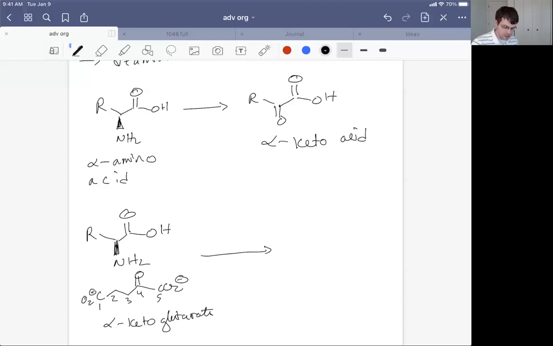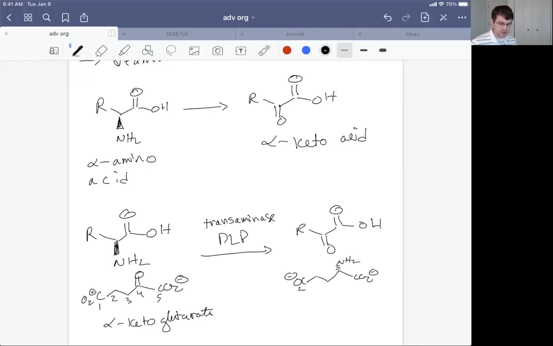So what we're going to do is mix that with a transaminase enzyme and one of my favorite cofactors, PLP. We're going to transfer the ketone to our generic amino acid, and then we're going to put the amine with S stereo control at the alpha position of what was our glutarate to make glutamate or glutamic acid.